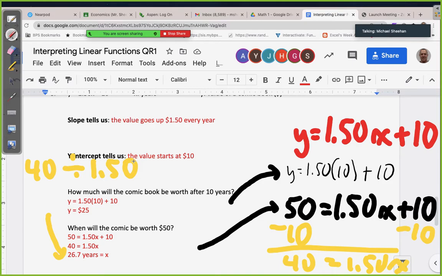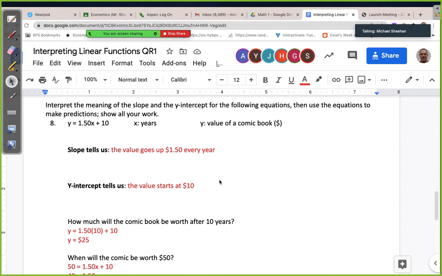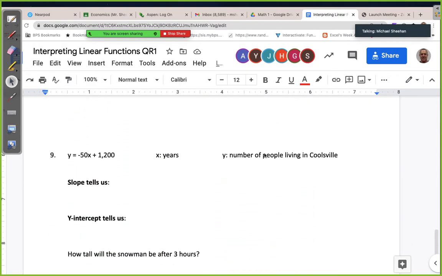How do we feel about that one? Good or not so good? All right, well, let's see. Let's do one more like this. Okay, this one had a positive slope. Let's do one with a negative slope.